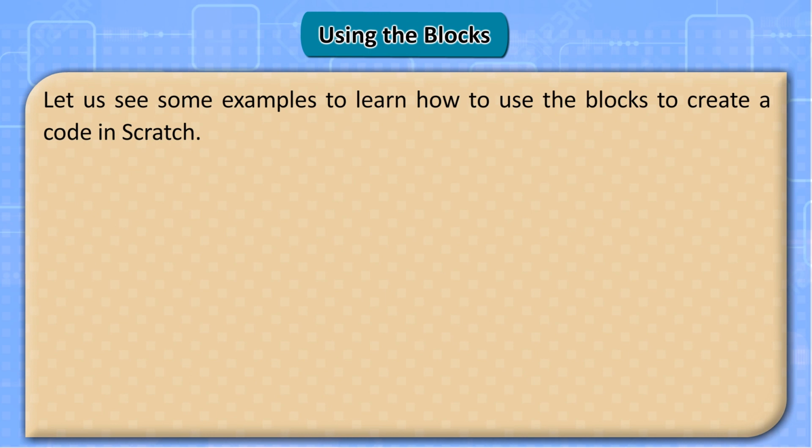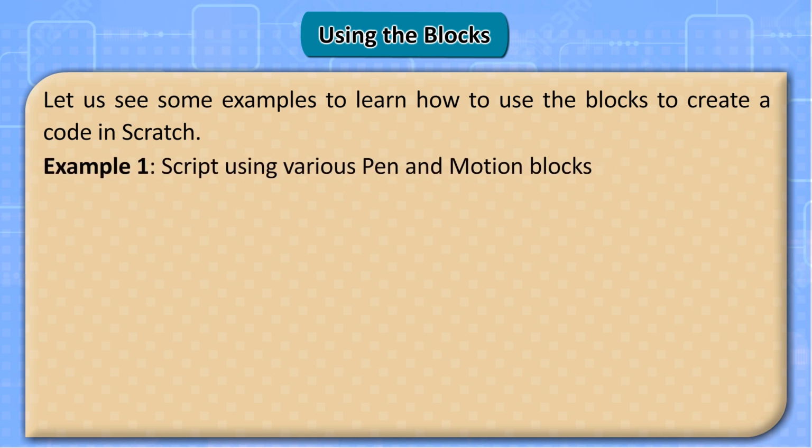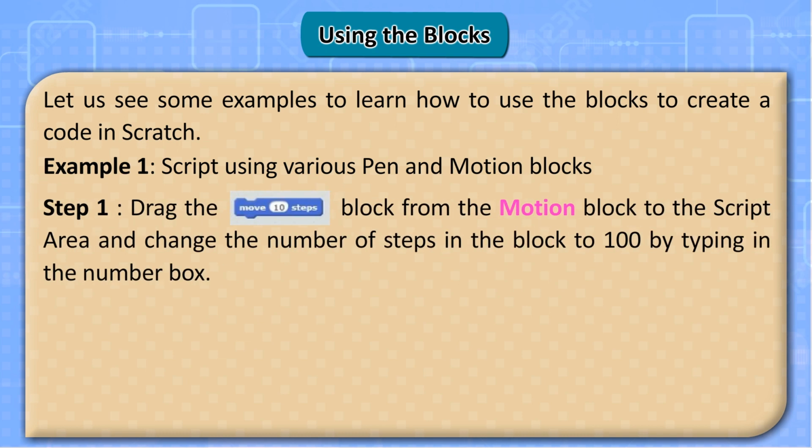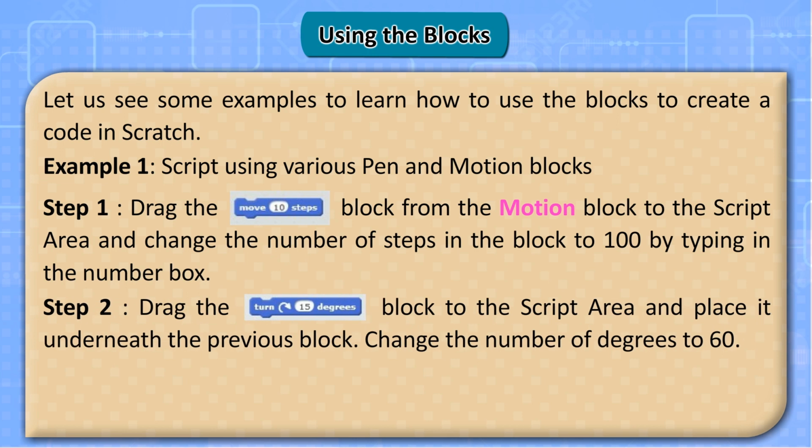Let us see some examples to learn how to use the blocks to create code in Scratch. Example 1. Script using various pen and motion blocks. Step 1. Drag the block from the motion blocks to the script area and change the number of steps in the block by typing in the number box. Step 2. Drag the block to the script area and place it underneath the previous block. Change the number of degrees to 60.